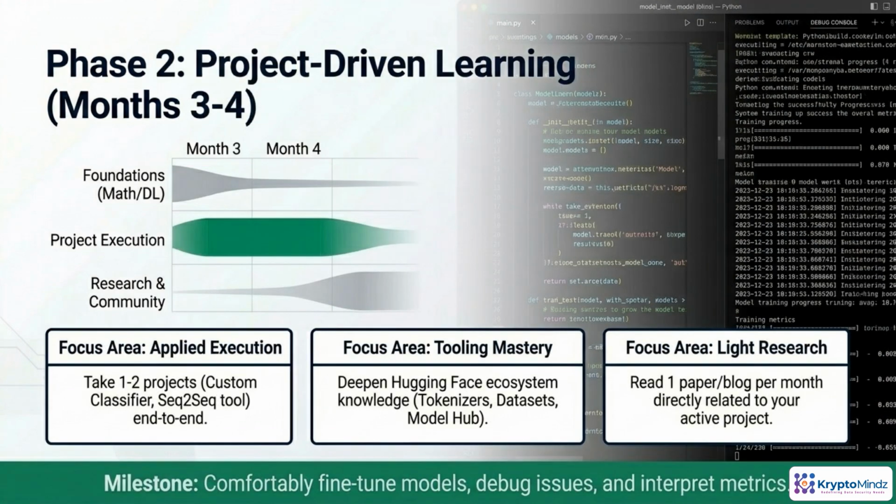Months 3 and 4 are about learning by building. Pick 1 or 2 concrete projects, like a sentiment classifier and a summarization tool, and commit to taking them fully end-to-end. As you work, lean into the Hugging Face ecosystem, tokenizers, datasets, the model hub, and training utilities. Anchor your practice with light research, 1 relevant paper or blog each month, focused on improving your fine-tuning, debugging, and metric interpretation.